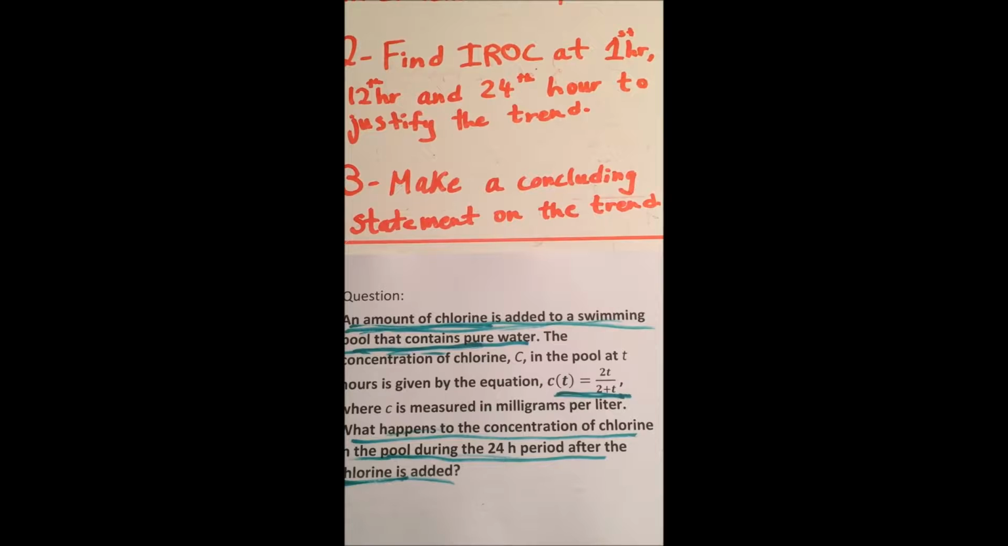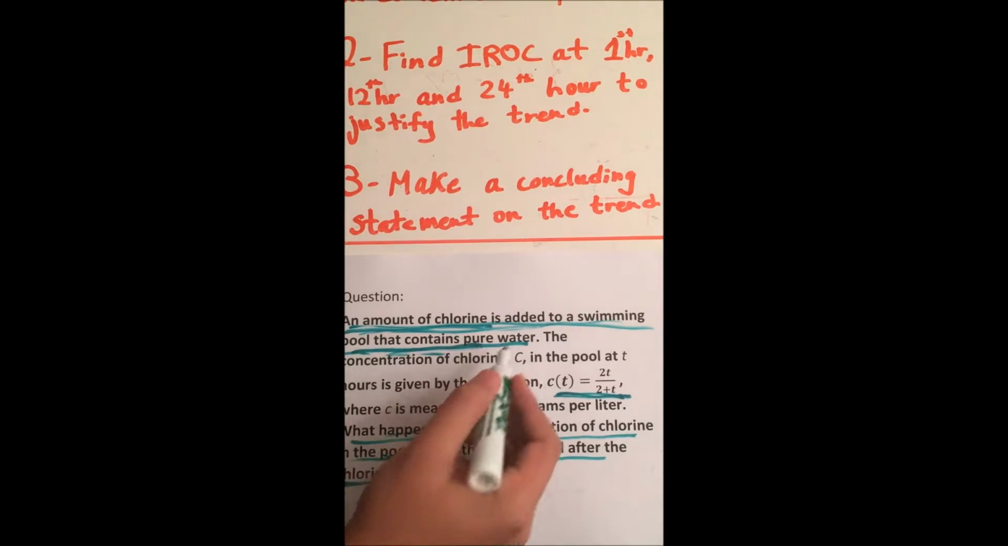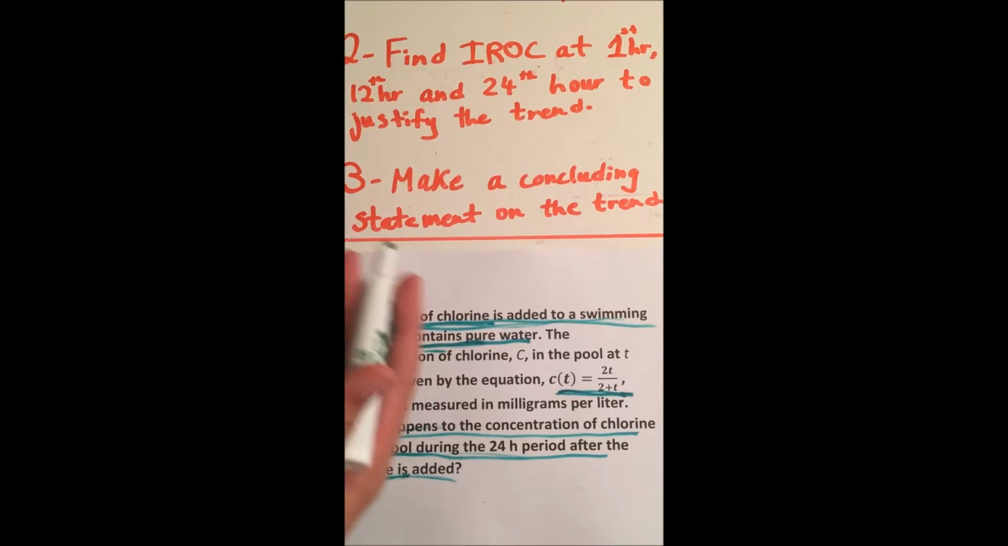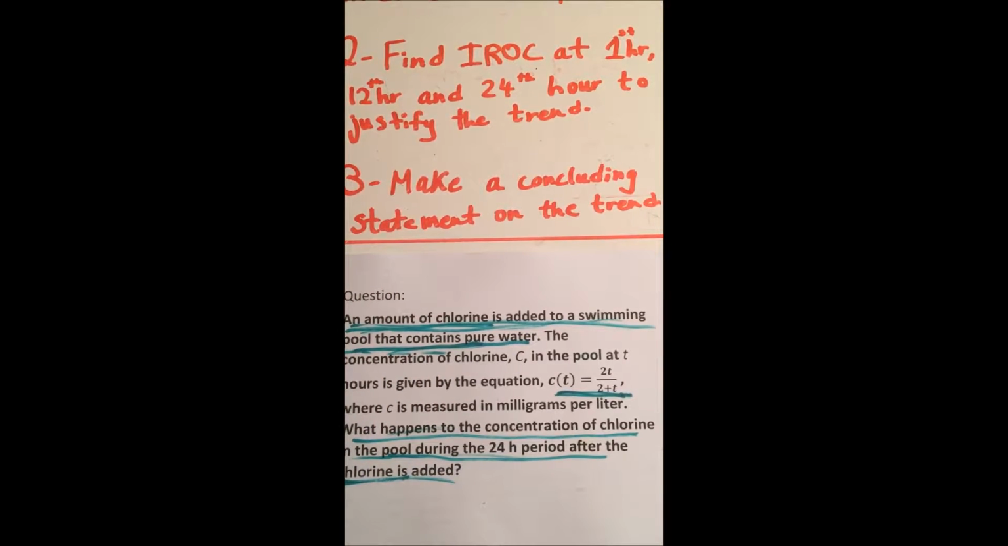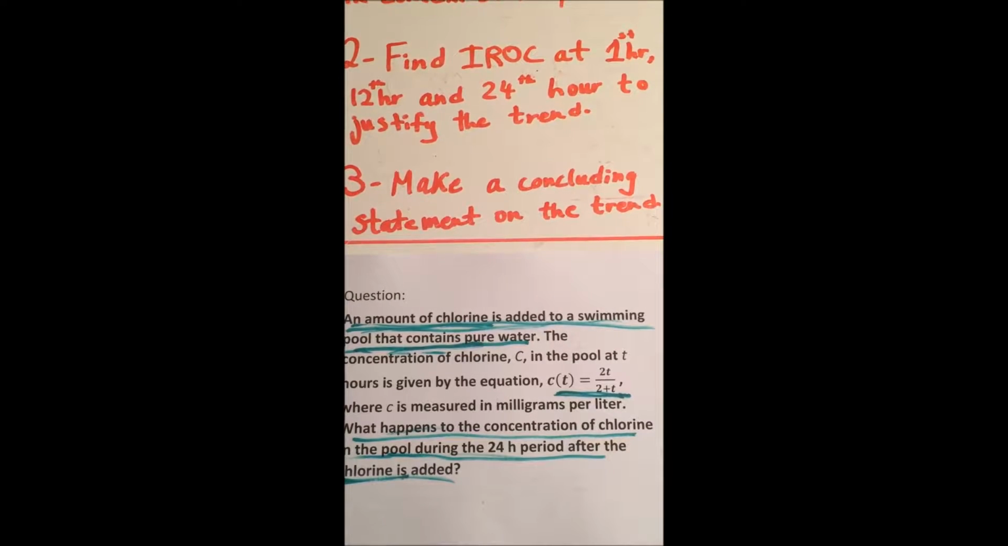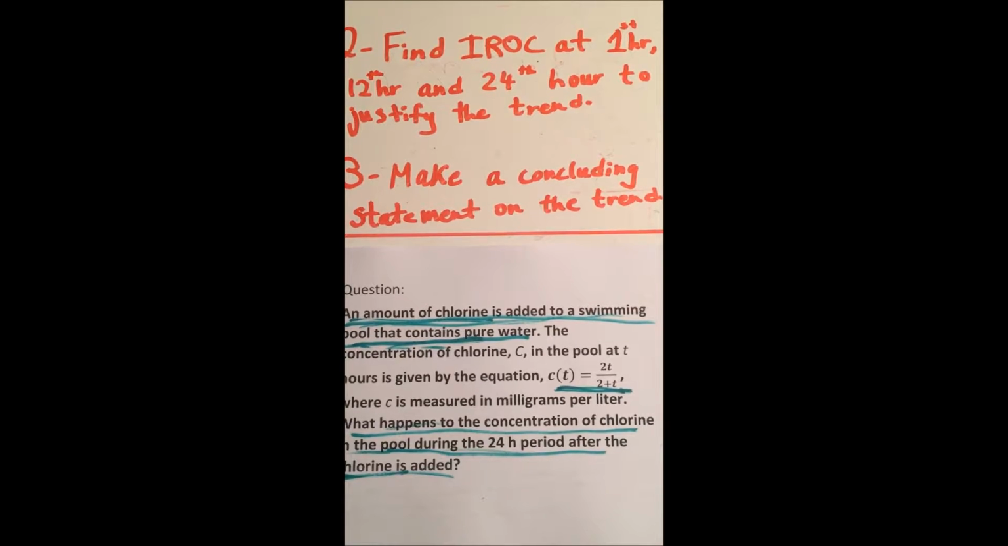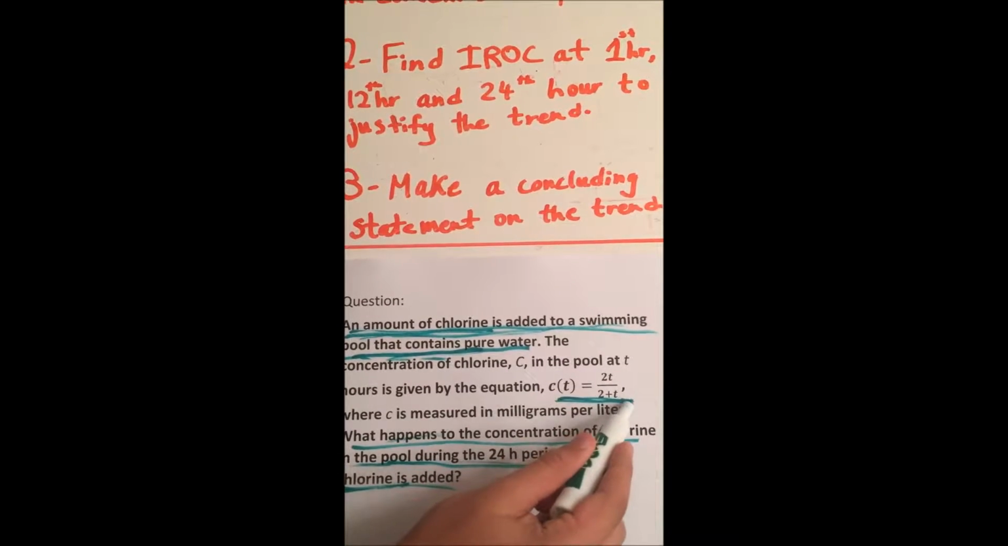An amount of chlorine is added to a swimming pool that contains pure water. So this is the first part right here. This gives us the situation and what's about to occur in the graph. And then it says the concentration of chlorine, C, in the pool at T hours is given by the equation C at T is equal to 2T over 2 plus T. This is the equation that gives us the graph right here.